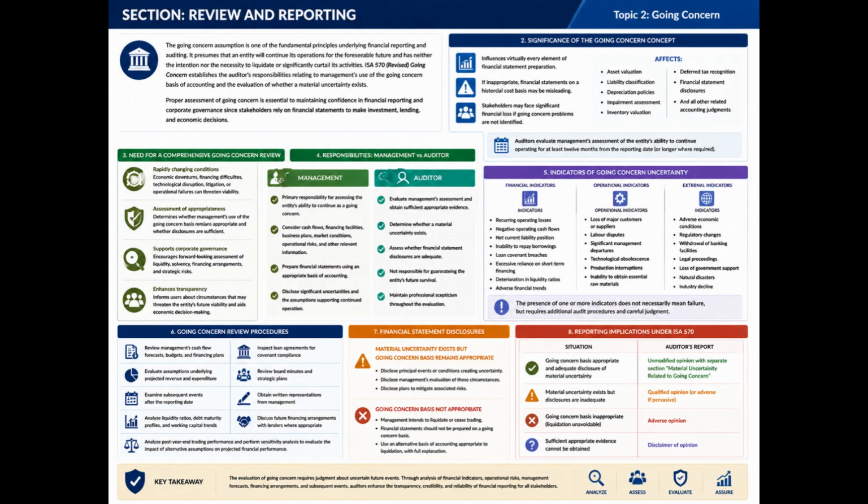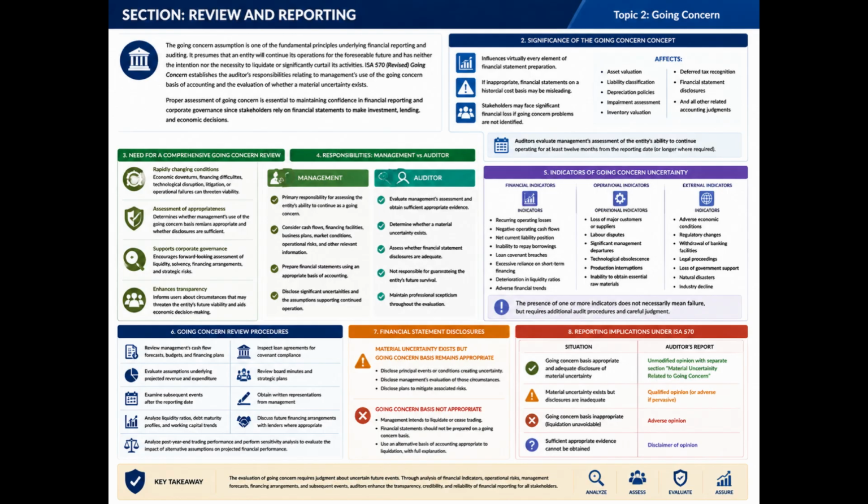ISA 570 (Revised), Going Concern, establishes the auditor's responsibilities relating to management's use of the going concern basis of accounting and the evaluation of whether a material uncertainty exists regarding the entity's ability to continue as a going concern. Since stakeholders rely on financial statements to make investment, lending, and economic decisions, proper assessment of going concern is essential to maintaining confidence in financial reporting and corporate governance.